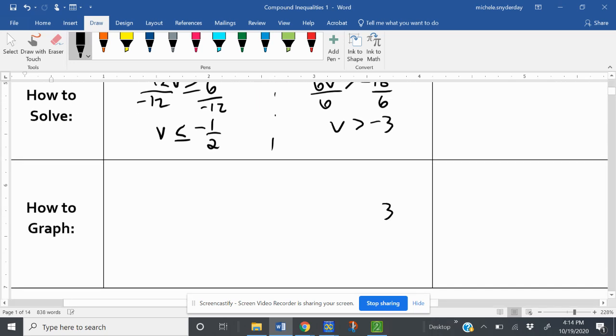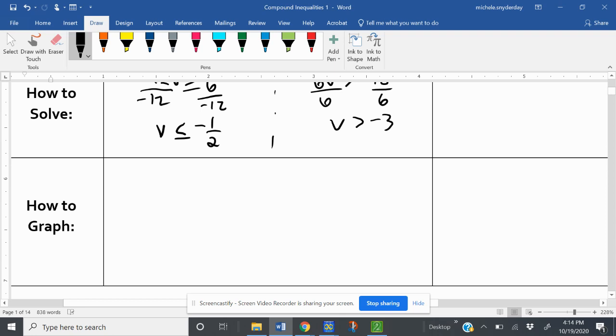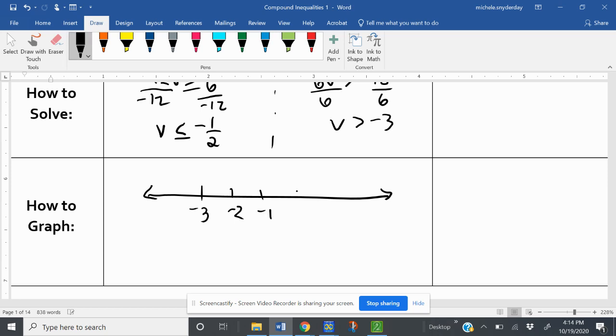How to graph? Well, we've got two parts to this inequality. Put the most important numbers on your number line that you need. Negative 3, I'll put a negative 2, a negative 1, and a 0, because negative 1/2 is in between 0 and negative 1. So negative 1/2 is right about there. It says v is less than or equal to. Well, we've already learned if it's less than or equal to, it has a solid dot, and the numbers that are getting smaller is going towards the negative 3.